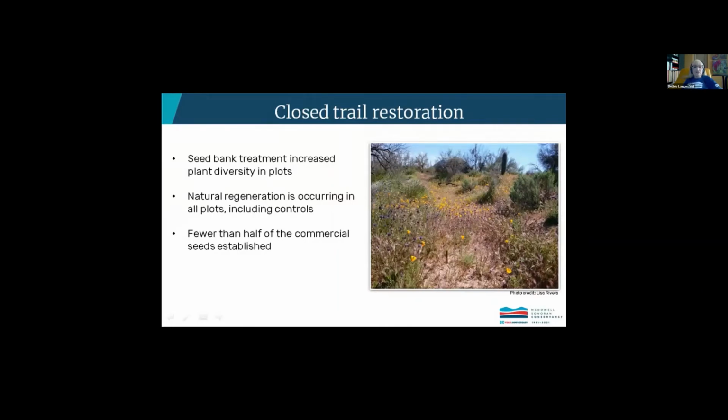By the end of 4 years, all plots, including those that didn't receive any treatment, resembled the surrounding natural area. So that tells us that limiting access is one of the most important considerations in restoration efforts. Fewer than half of the cedar species established and persisted over time.